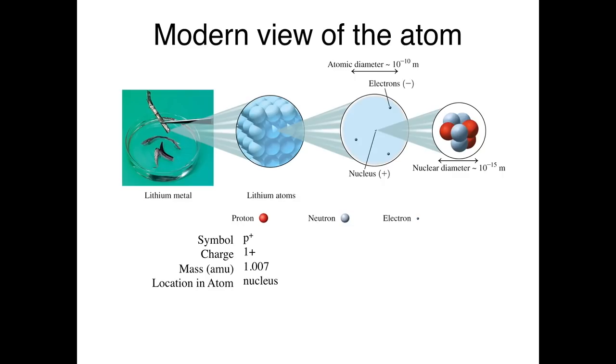A similar particle is a neutron. However, a neutron does not have a charge, but it does have a mass of about 1 AMU and also lives in the nucleus. Whereas an electron, symbol E with a negative sign because it has a negative 1 charge, does not have much weight, basically 0, and is found outside of the nucleus.